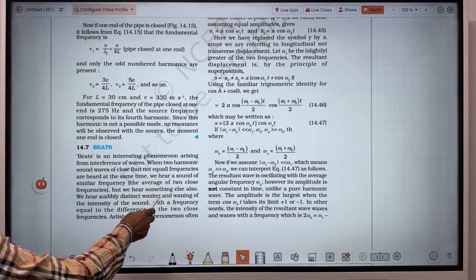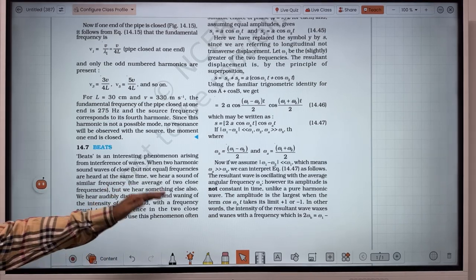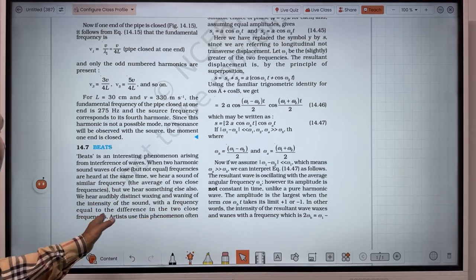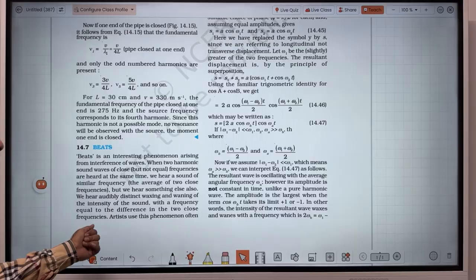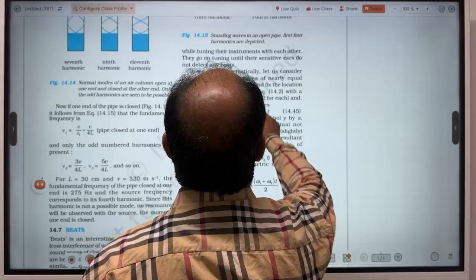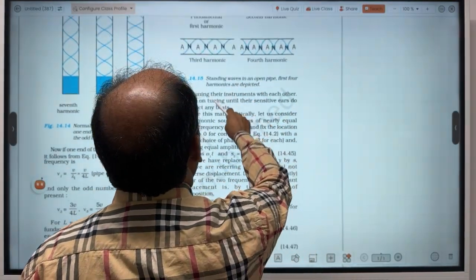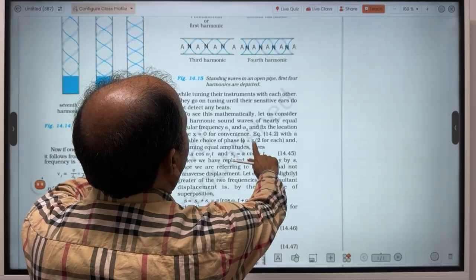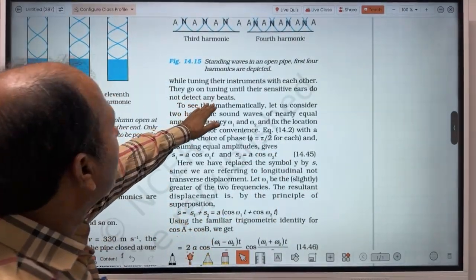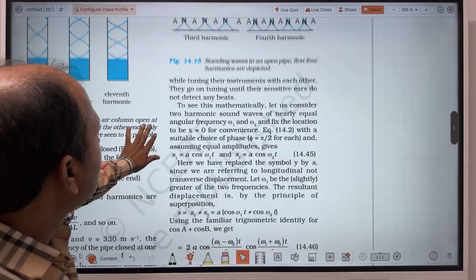We hear audibly distinct waxing and waning of the intensity of the sound. Waxing means increasing, waning means decreasing, with a frequency equal to the difference in the two close frequencies. As I told you, it means the difference in frequencies. Artists use this phenomenon often while tuning their instruments with each other. They go on tuning until their sensitive ears do not detect any beats.